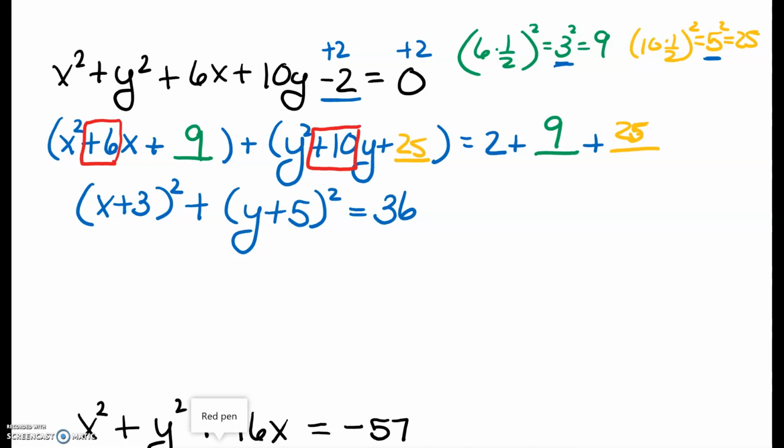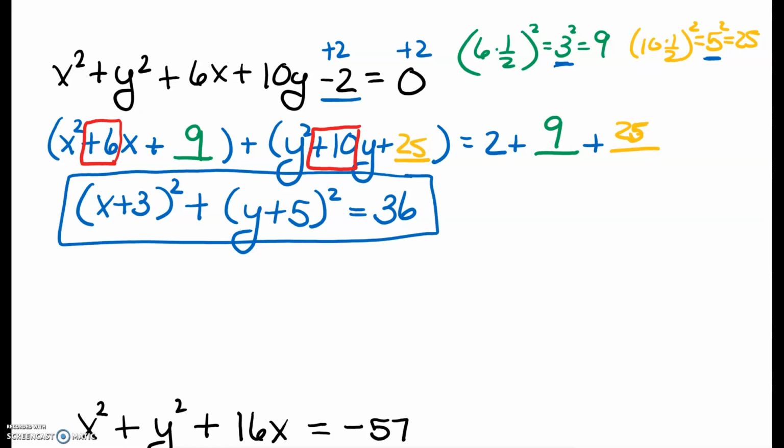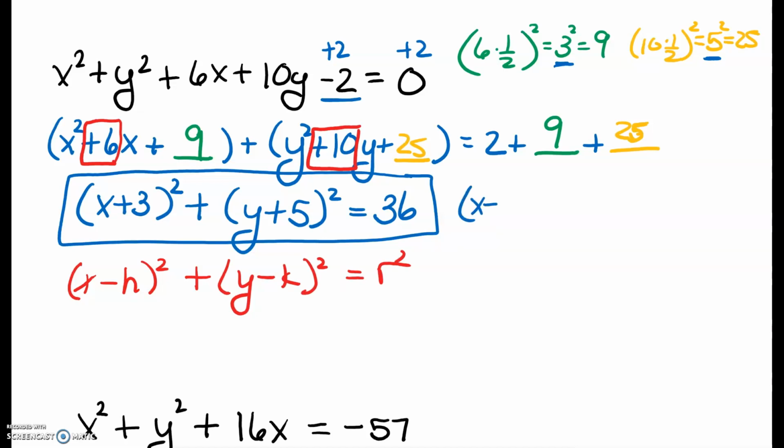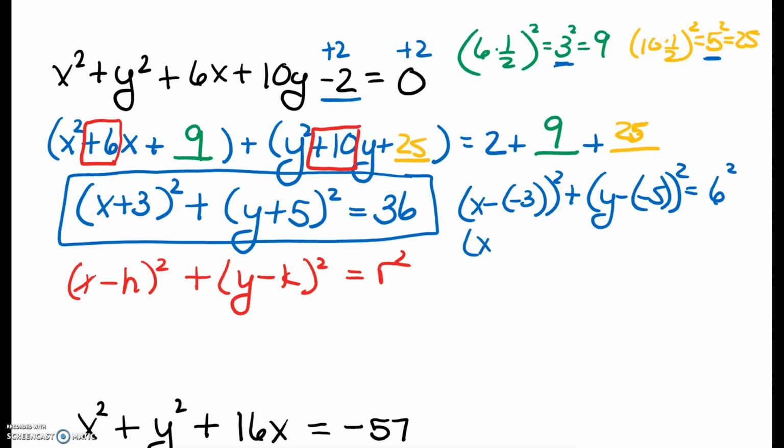That looks nice. But as you notice, we're not in the correct form. I've got additions instead of subtractions, right? x minus h squared plus y minus k squared equals r squared. So I need to change these additions into subtractions. y minus a negative 5 squared. And what squared is 36? 6 squared.